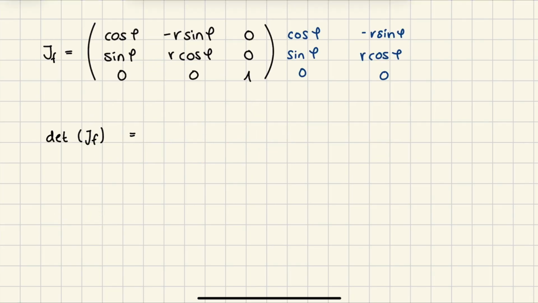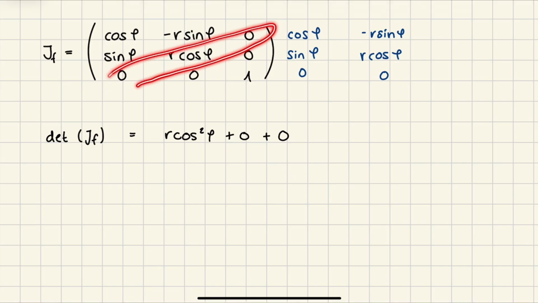So for the first diagonal, we have cosine phi times r cosine phi times 1. That gives us r cosine squared phi. For the second diagonal, we have minus r sine phi times 0, so that's just going to be 0. For the third diagonal, this one right here, we have 0 times sine phi times 0, so that's going to be 0 as well. And now in the other direction, we have to subtract them.